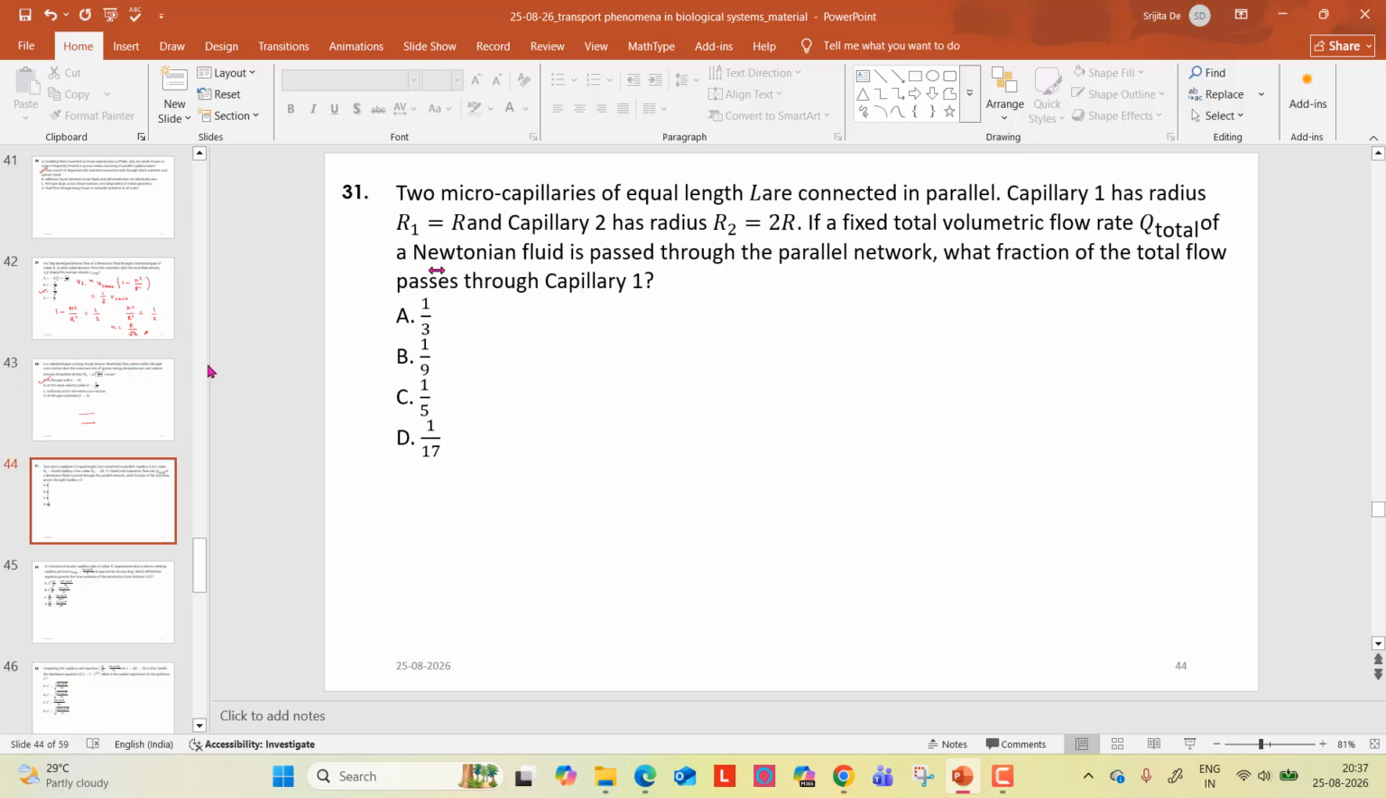Two microcapillaries of equal length L are connected in parallel. Capillary 1 has radius R1 equals R and capillary 2 has radius R2 equals 2R. If a fixed total volumetric flow rate of a Newtonian fluid is passed through the parallel network, what fraction of the total flow passes through capillary 1?